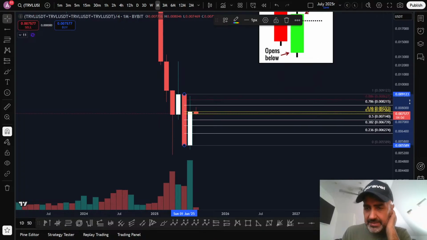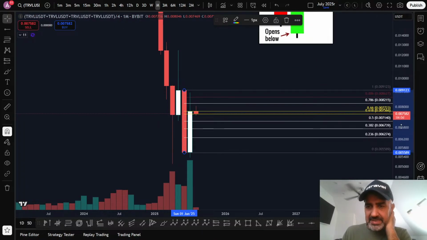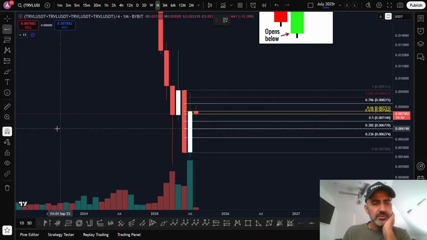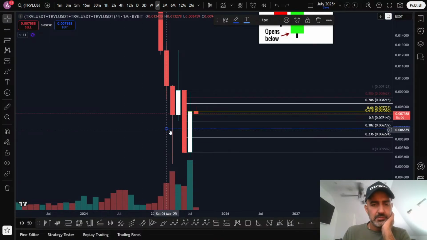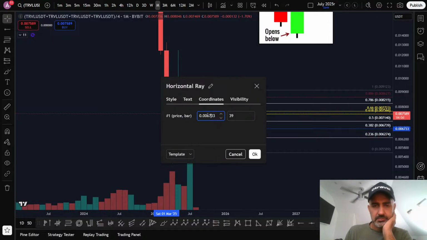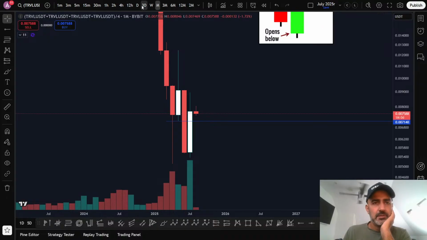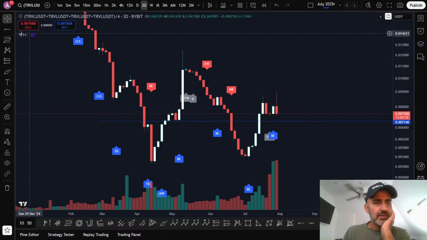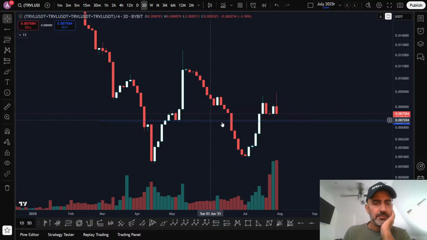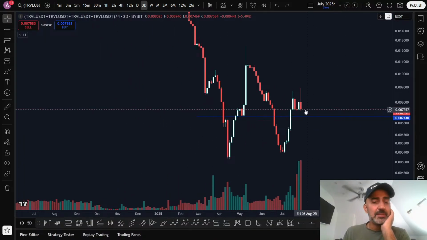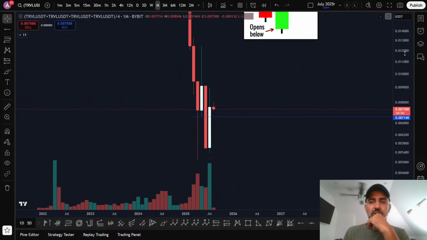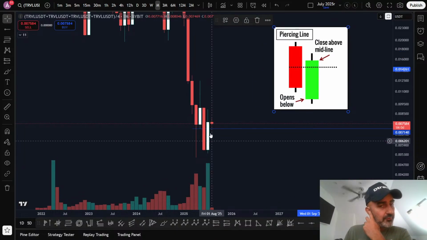The midpoint is 0.07140. Yeah, 0.07140. Let's get rid of those patterns now. That's your midpoint, and we've closed above it. So on the monthly time frame, we're looking at a piercing candle formation here.